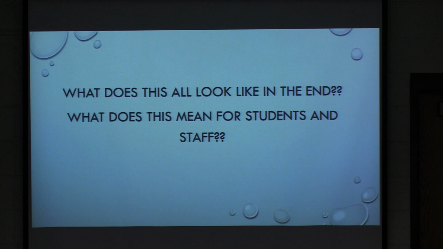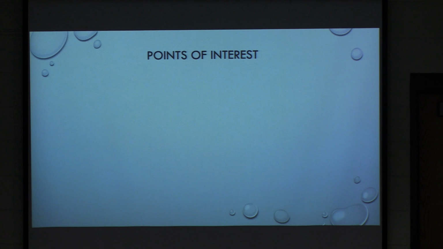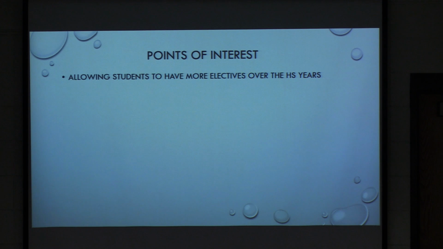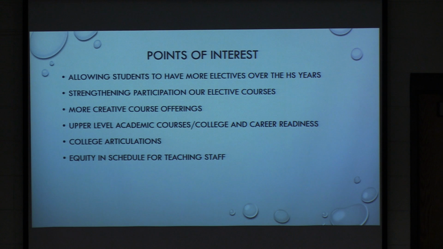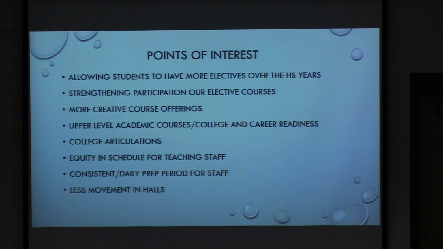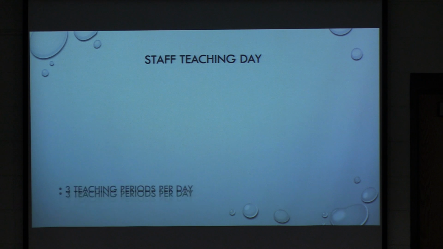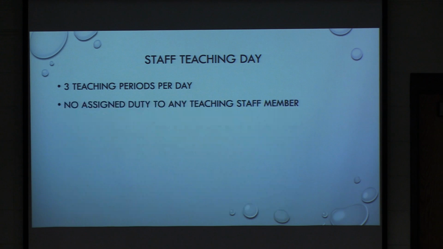Right, so what does this look like in the end? This slide is almost repetitive to the slide that we talked about before, because when we developed that other slide, it was in the beginning stages about what the problems were that we were trying to address. Allowing students to have more electives over their high school years, strengthening participation in elective courses, creating more offerings, check, upper level academic courses and career readiness, check, college articulations, right, equity in schedule for teaching staff, consistent daily prep for teaching staff, and we'll talk about that in a second, less movement in the halls, right, a staff teaching day of 3 teaching periods in a day, no assigned duties to any teaching staff member, which is, again, a huge benefit to their ability to plan for a class every day.